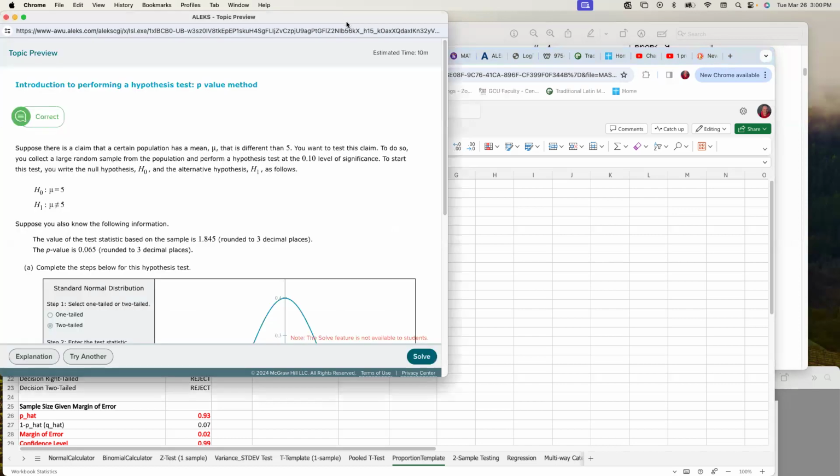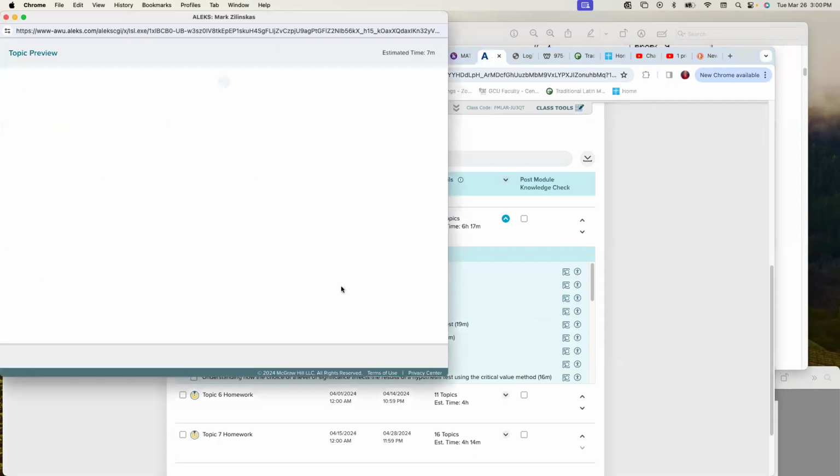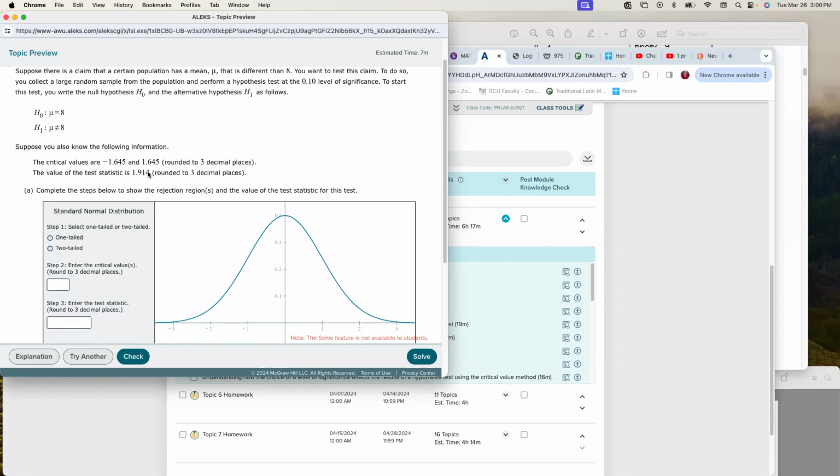Okay, if I pick another one of those, an introduction to performing a test using the critical value method, which is the other method that I showed you in those other videos. Here's just the lead into that. We go ahead here and notice we're still testing a mean, just like the last one. They give us the hypotheses, our critical values, and the value of the test statistic.